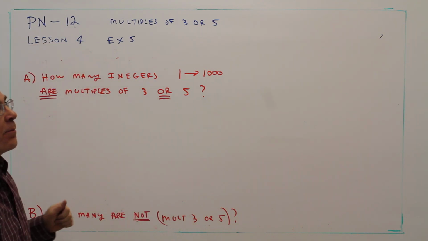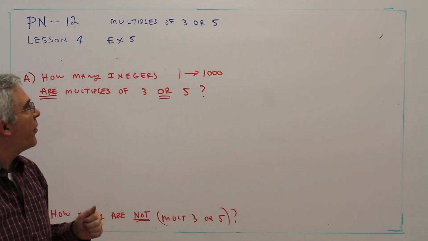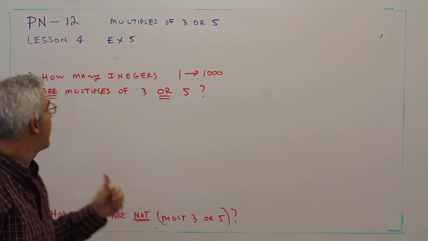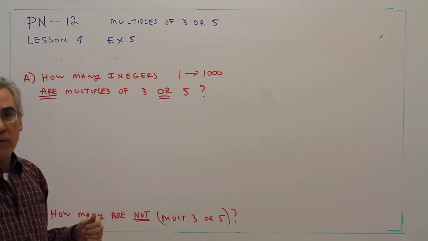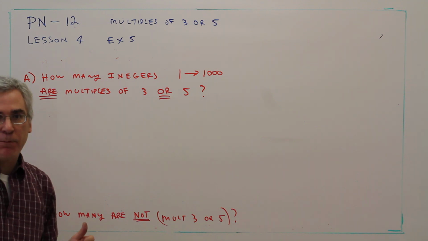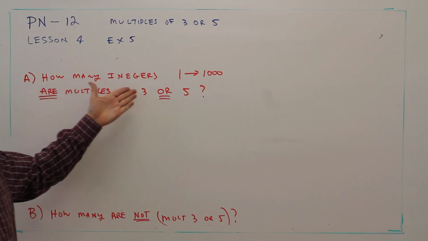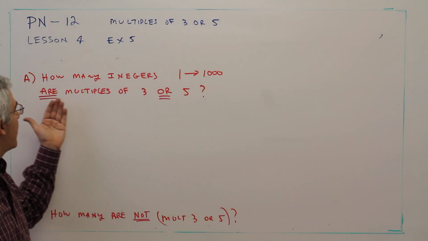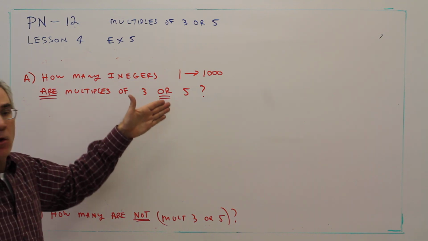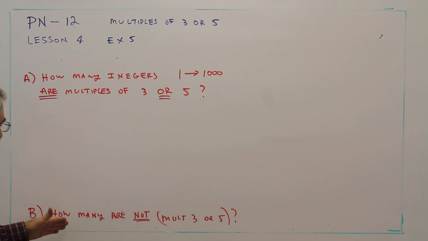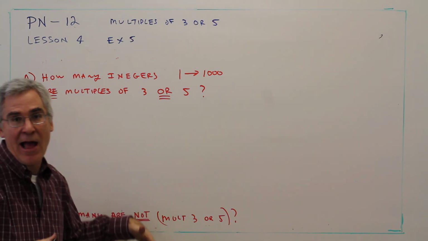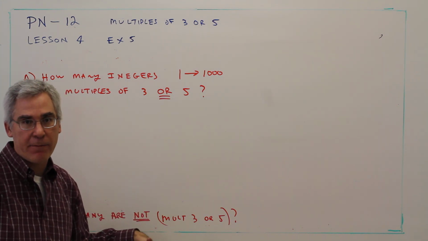Welcome to video PN12, multiples of 3 or 5. This is from lesson 4, example 5, 2 parts. Part A. How many integers from 1 through 1,000 are multiples of 3 or 5? And then part B, just how many are not multiples of 3 or 5?